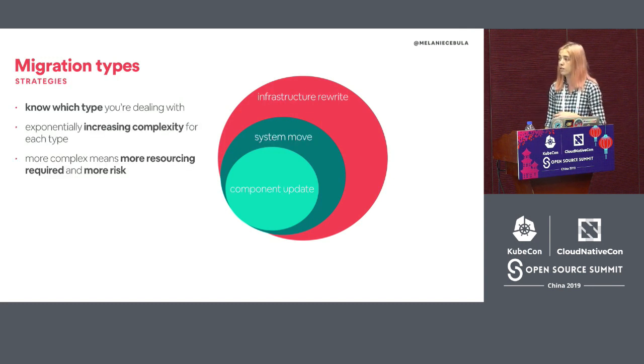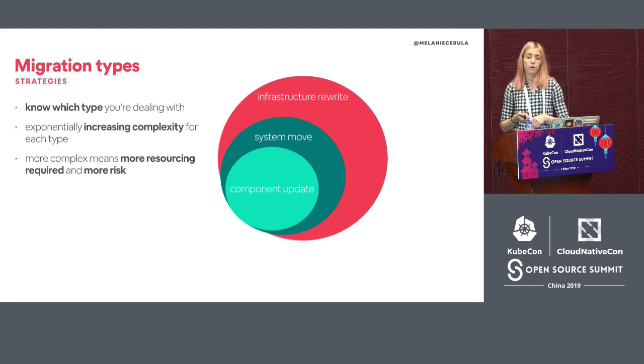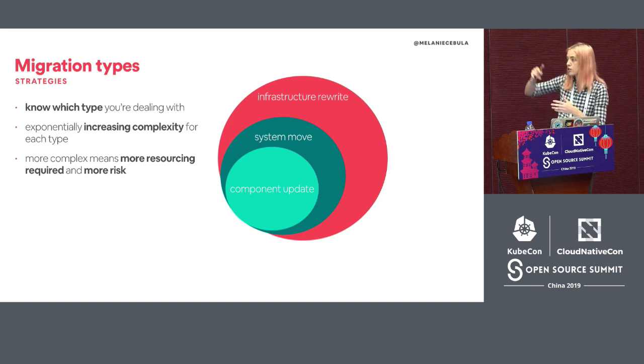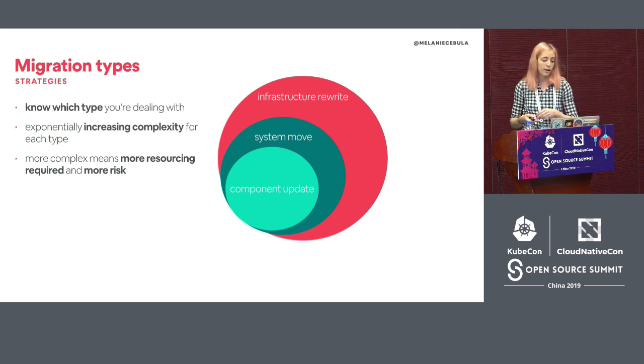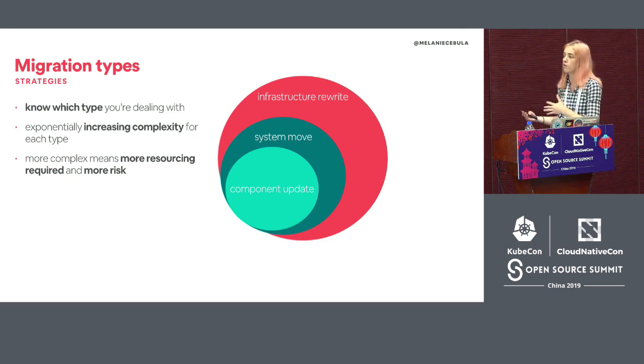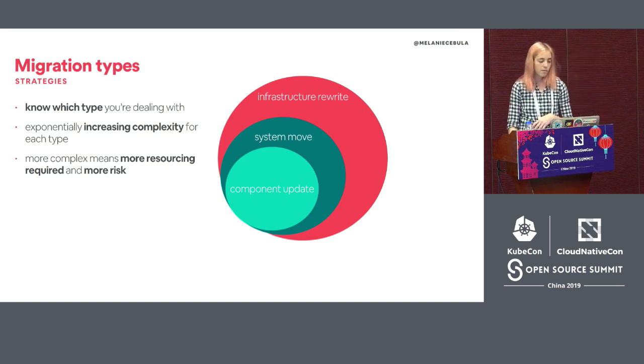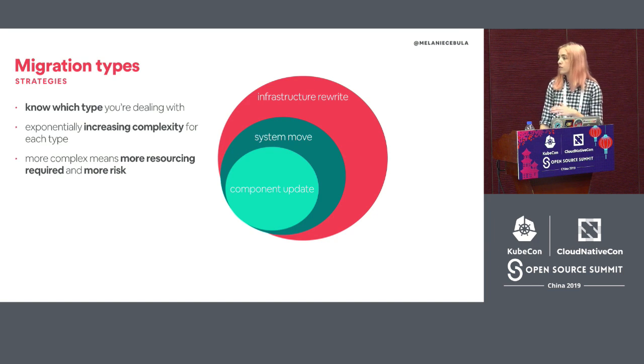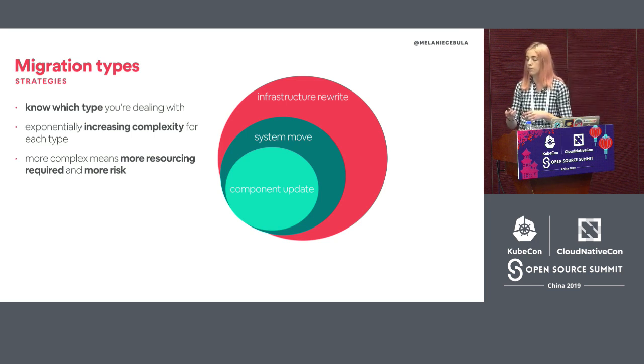The strategy here is to know which type you're working with, and that's really the first step. Also know that as you go up in this hierarchy, you have exponentially increasing complexity for each type. It's way more complex to do an infrastructure rewrite than a system move, and that's more complex than a component update. For each of these, you're dealing with a lot more complexity, a lot more overhead, and therefore it's a lot riskier. So it's more dangerous to do a bigger change.